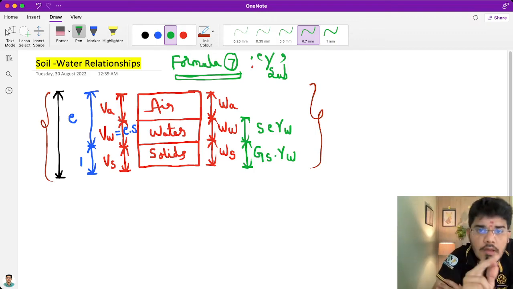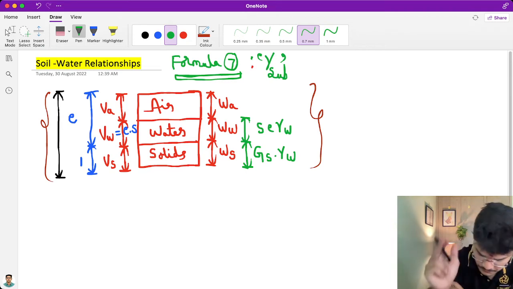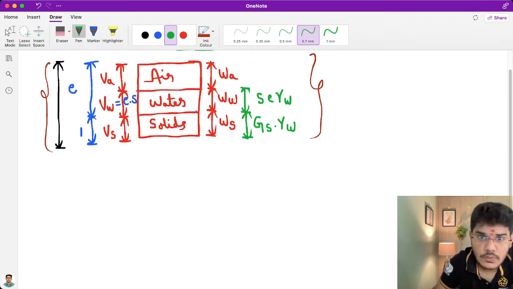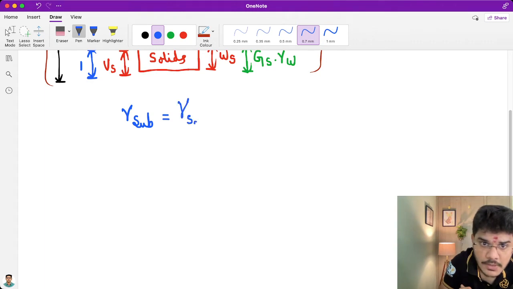So hello everyone, in the last video we have derived gamma d is equal to G gamma w by 1 plus e. So in this video I'll be deriving the submerged unit weight in terms of specific gravity, unit weight of water and void ratio. So this gamma submerged, this submerged unit weight is nothing but gamma sat minus gamma w.